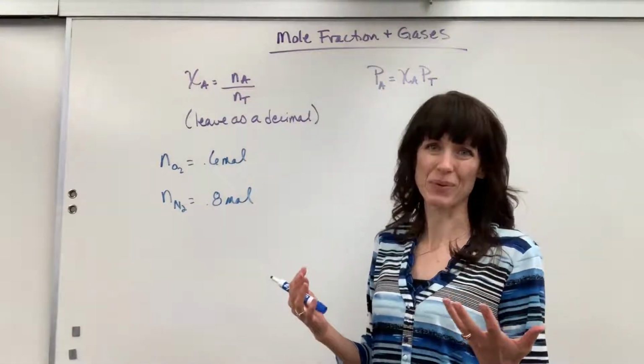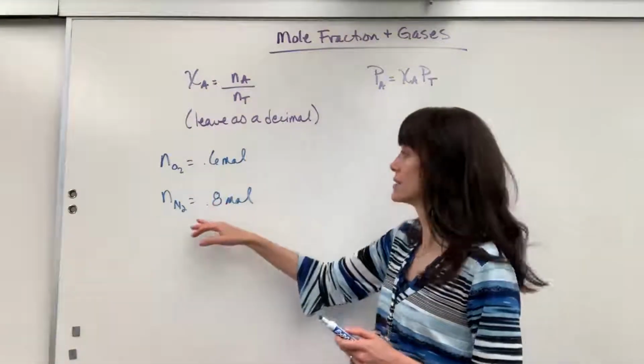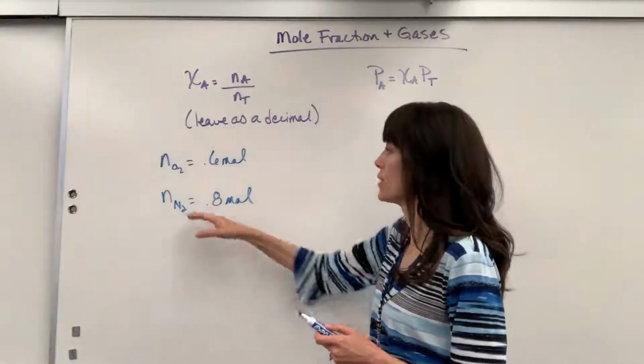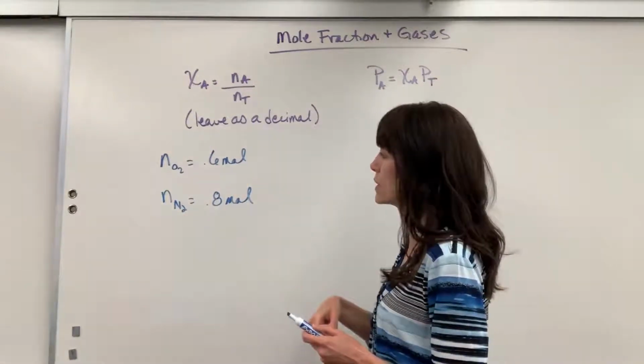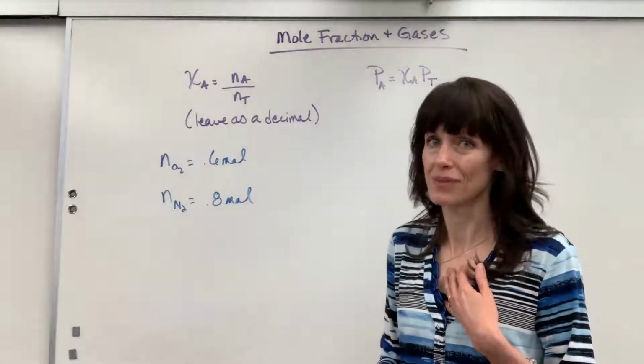So I have an example here. We're going to have a mixture of some oxygen and some nitrogen. So we have 0.6 moles of oxygen and 0.8 moles of nitrogen. And I want to know the mole fraction of both of these.